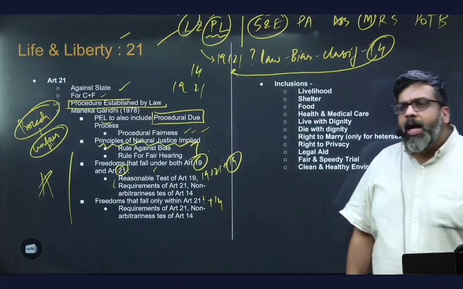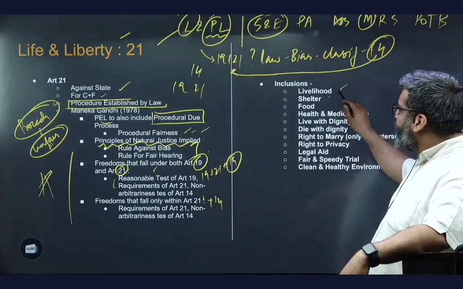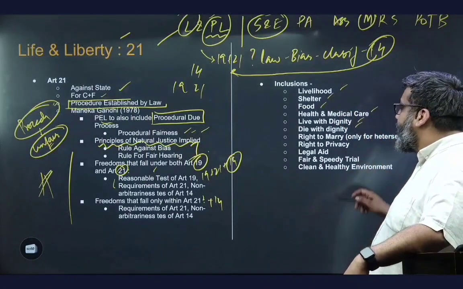of law. Now, Article 21 means a ton of things through a ton of judgments: the right to livelihood, shelter, food, health and medical care, life with dignity, death with dignity.